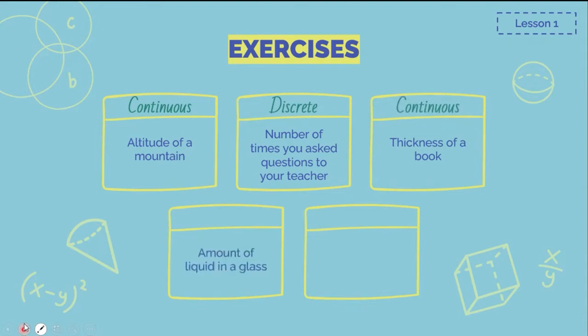Number 4, amount of liquid in a glass. Like number 3, it is also a continuous random variable. And lastly, head counts of animals in a zoo. This is considered to be a discrete random variable. Okay, you did a great job, everyone.